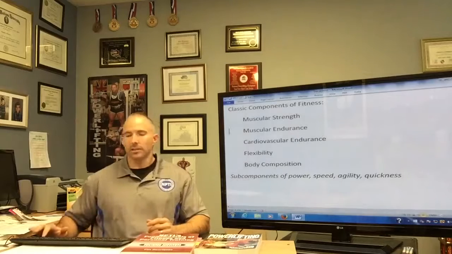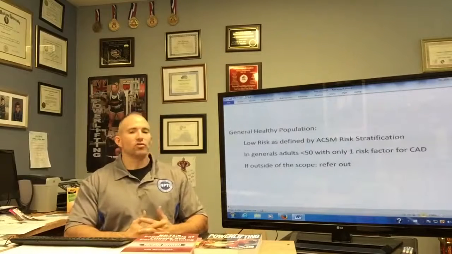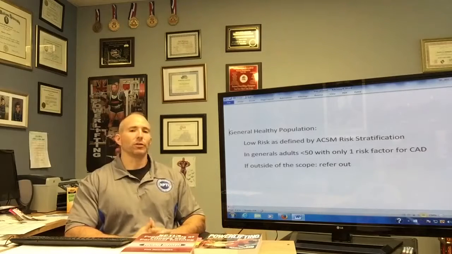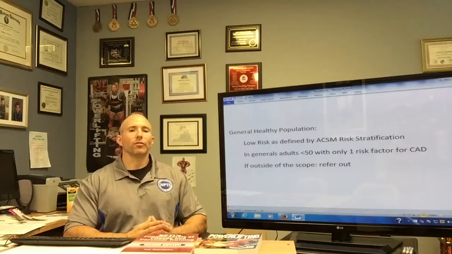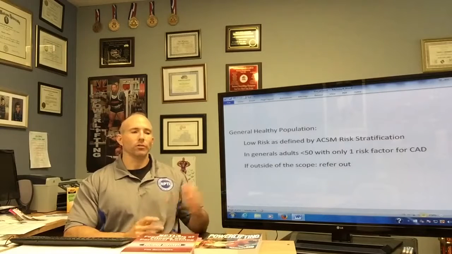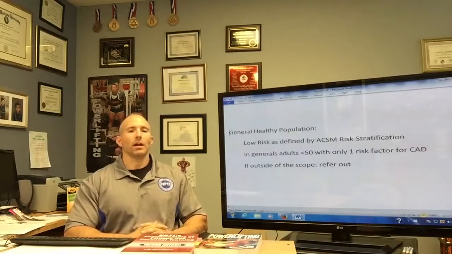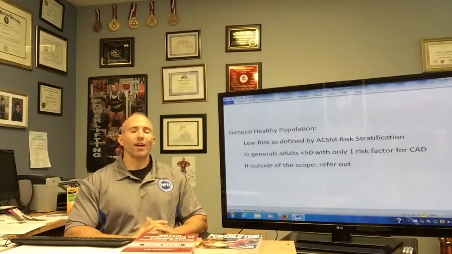Okay? The second aspect of that was, what is this general healthy population? How do you know if you're in that? Well, that's a relatively long discussion, but in short, it's people that are defined as low risk, as defined by the American College of Sports Medicine's risk stratification guideline. How do you become low risk? Well, you answer a battery of questions, and it's important that you don't have any signs or symptoms of disease. Obviously, if you actually have a disease, you're not low risk. And then you need to have one or fewer risk factors.